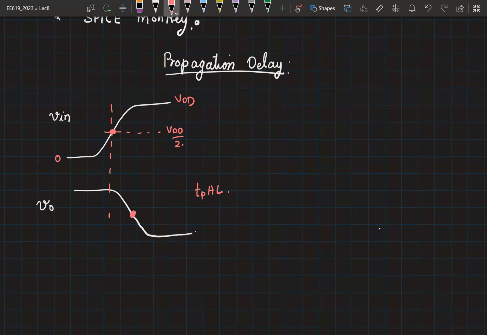Then I also find out when this signal hits VDD by 2. And the delay between them is called the propagation delay high to low. High to low because the output is going from high to low.